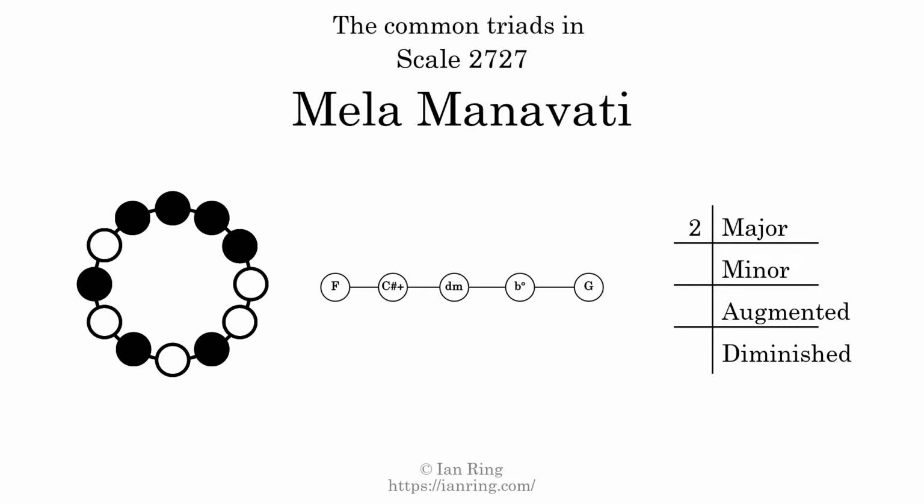There are 2 major triads. There is 1 minor triad. There is 1 augmented triad. There is 1 diminished triad. Here is a Hamiltonian path of parsimonious voice leading that uses all the triads.